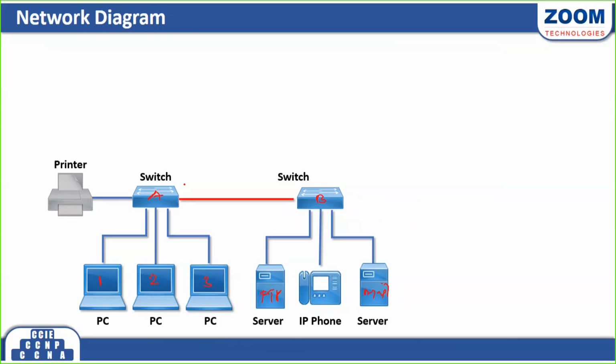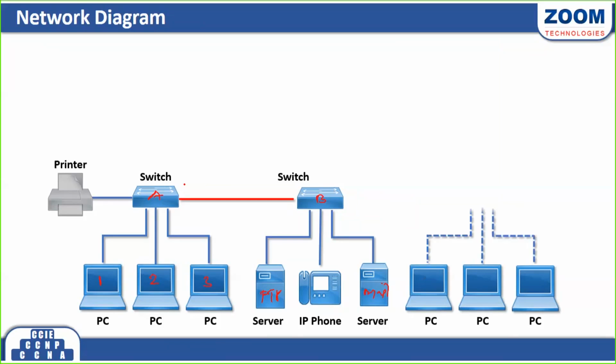Now from PC1, you can use the printer, you can use the server, you can use the IP phone, you can use the mail server, all. Similarly, I have PC 4, 5, 6. What are the 4, 5, 6 devices? Wireless. Then how do we interconnect these 4, 5, 6 devices? So WAP, wireless access point.